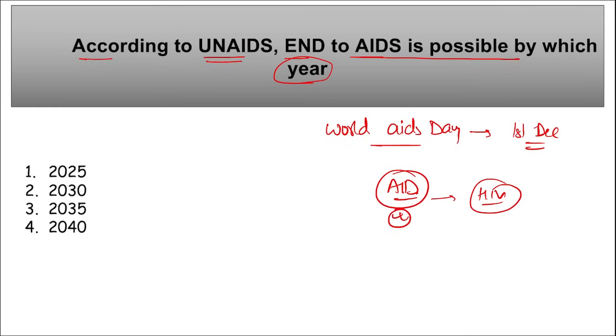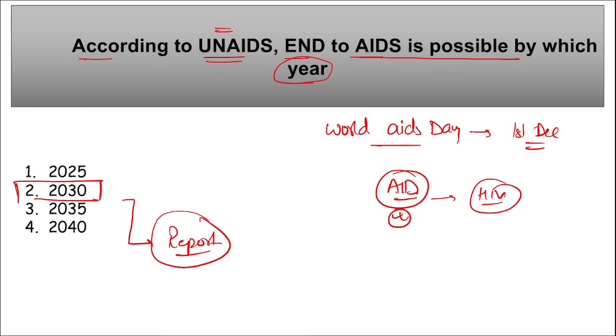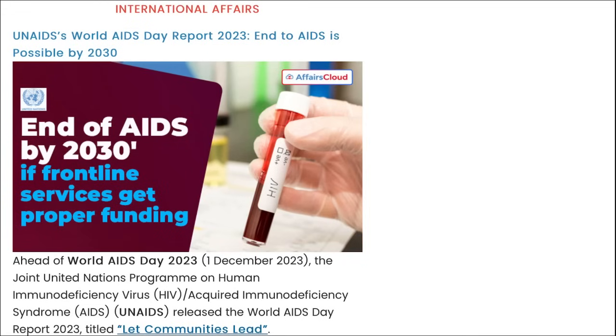AIDS can be eliminated from the earth by which year according to UNAIDS? According to them, we can eliminate AIDS by 2030, and this data was released in a report called Let Communities Lead. This is the name of the report that was released by UNAIDS on World AIDS Day, 1st of December, correct? In this report it stated that we can eliminate AIDS by 2030.